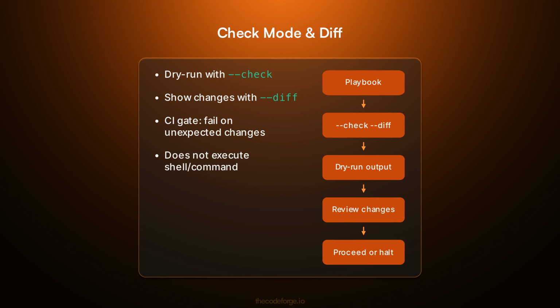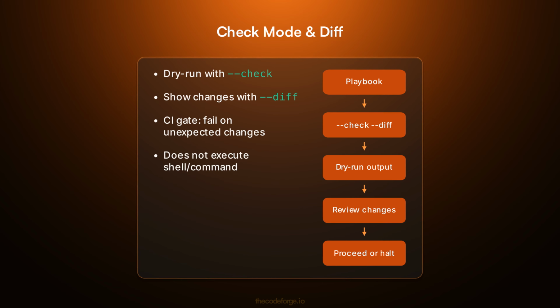The check flag runs a playbook in dry run mode, reporting what would change without making changes. Combined with diff, it shows exact content differences. In CI pipelines, use this as a validation gate. If the dry run shows unexpected changes, halt the pipeline. This would have prevented the Nginx upgrade incident.